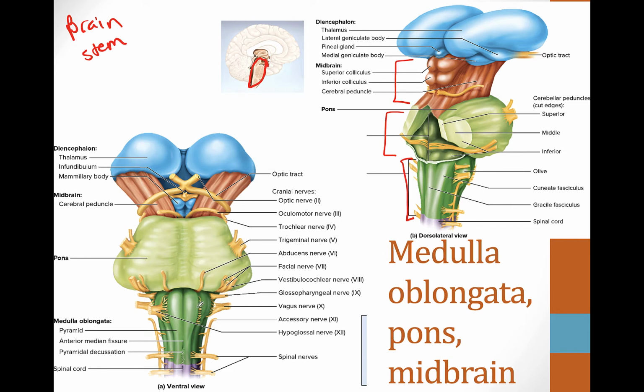And so you've got two different views. This is a ventral view, which means anterior, and then this is a dorsolateral view, so you can see the side and the posterior side as well. And so first we have the medulla oblongata, and this looks almost like an extension of the spinal cord. So it starts down here, which is where you would have the foramen magnum, and then extends rostrally, so up, for a couple of centimeters.